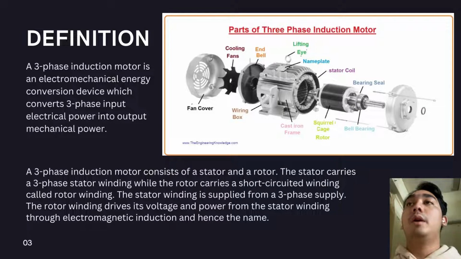The main parts of the motor are the rotor and the stator. The stator carries a three-phase stator winding, while the rotor carries a short circuit winding called the rotor winding. The stator winding is supplied from a three-phase supply. The rotor winding derives its voltage and power from the stator winding through electromagnetic induction, and hence the name.